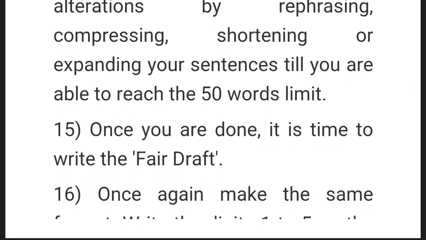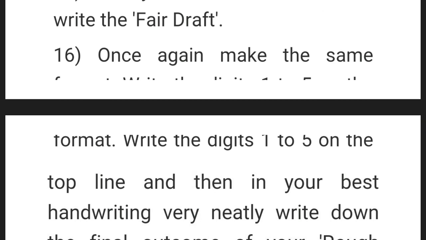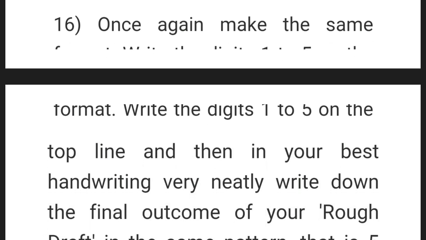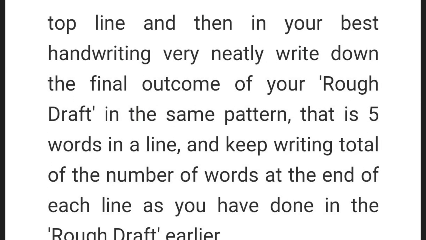Once you are done, it is time to write the fair draft. So how will you do the fair draft? Format is exactly the same, only the heading will be fair draft this time. Once again, make the same format. Write the digits 1 to 5 on the top line and then in your best handwriting, very neatly, without making any corrections and errors, mistakes. Fair draft, there should be no corrections, no mistakes, no crossing out any word and rewriting, no overwriting. Neatly write down the final outcome of your rough draft.